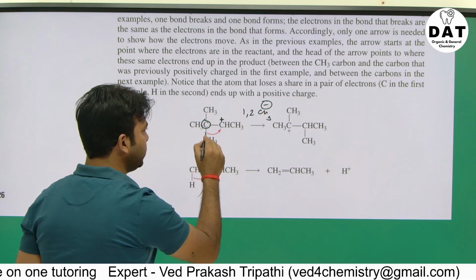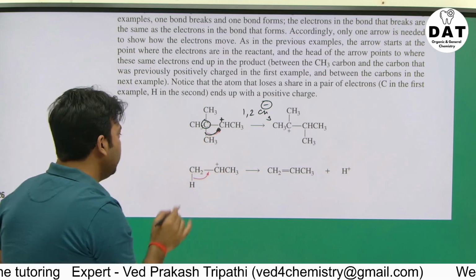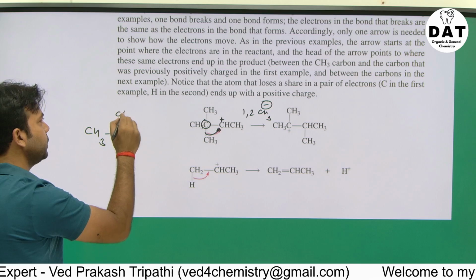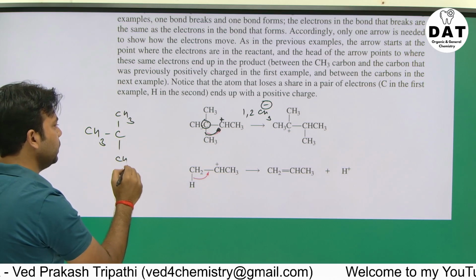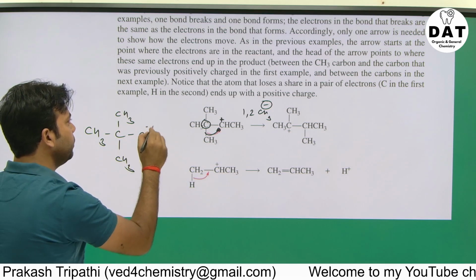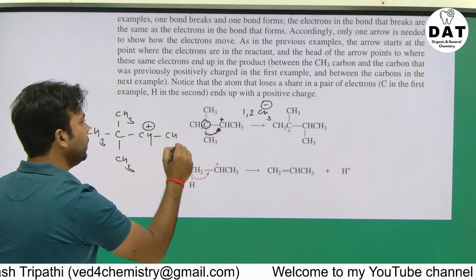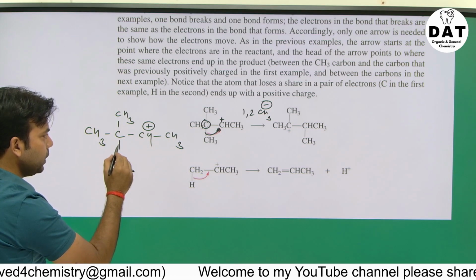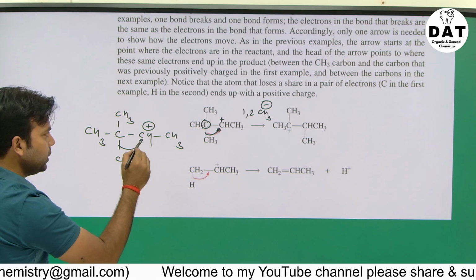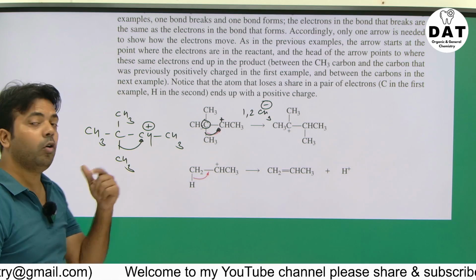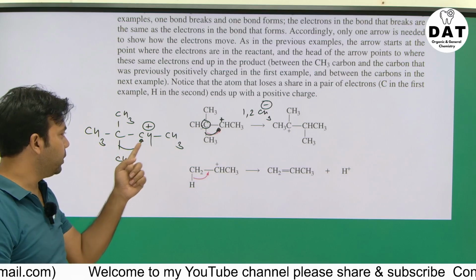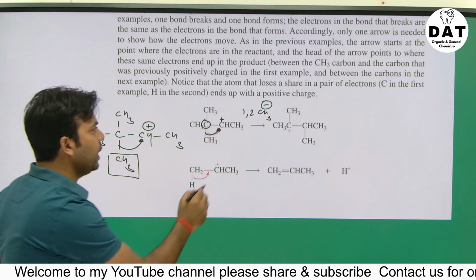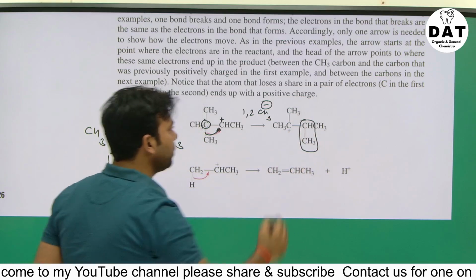So methyl is shifted to this carbon. Now look again at the arrow mechanism. Look at here, CH3, C, CH3, CH3, positive, CH3. Look at the logic behind it. This is positive. If this bond moves to this, what does it mean? Flow of electron from this bond to this. It means there is a bond between this methyl and this carbon, and that's why CH is bonded with methyl.